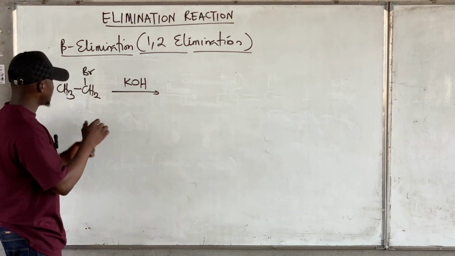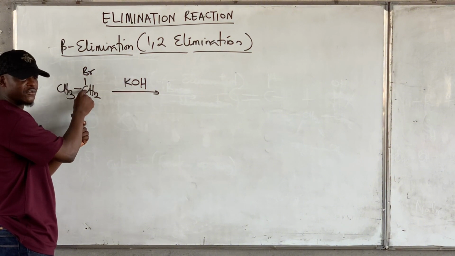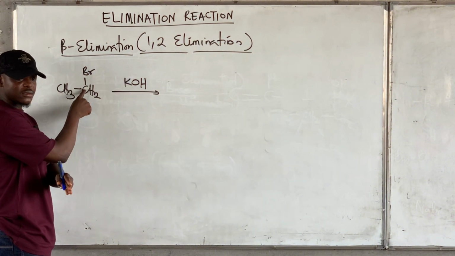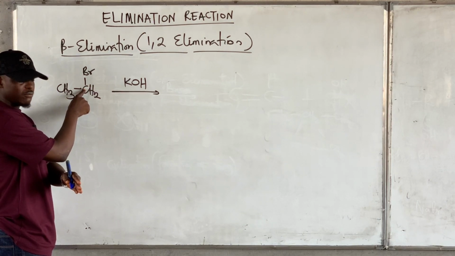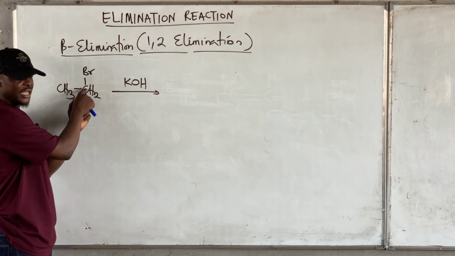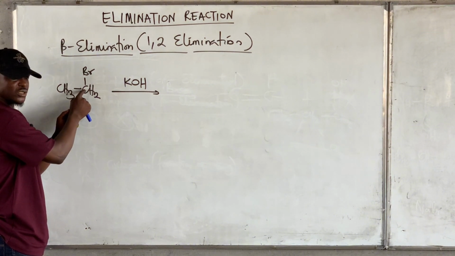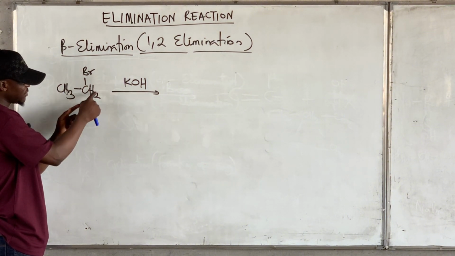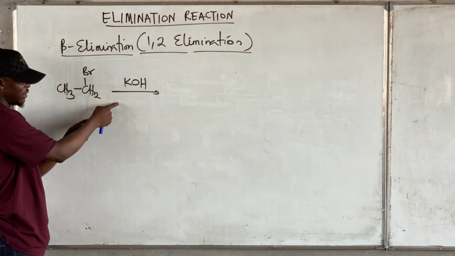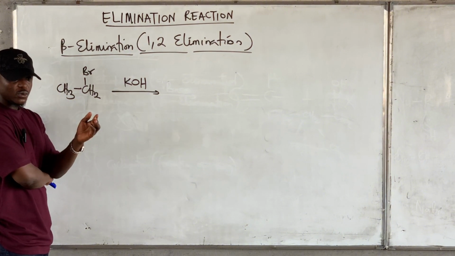Now, class, this Br is going to come out from here. The H cannot come out from this same carbon. If the H came out from the same carbon, that would have been 1,1. But we're not dealing with 1,1, we're dealing with 1,2. So if Br is coming out from this carbon, the H has to come out from the carbon directly attached to it. Assuming we had another carbon here, it can be this one or the next one. But in the case of the next one, there are rules that we need to follow.